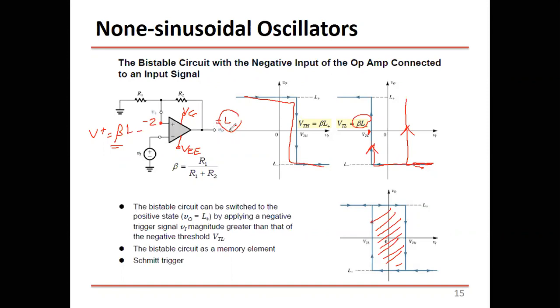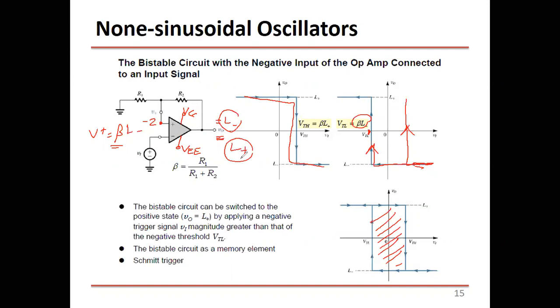L minus is the minimum value of the output, and L plus is the maximum level of the output. The output might take either one of these levels, but you cannot take them at the same time. The output could not be L minus and L plus at the same time.